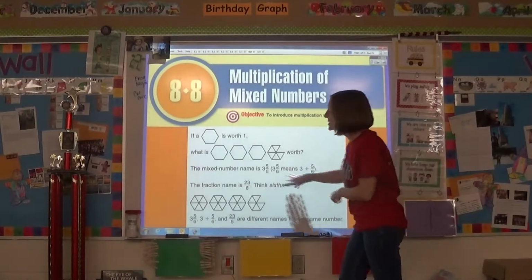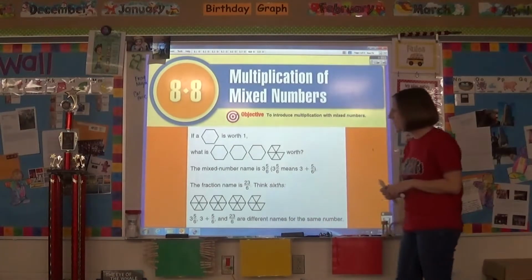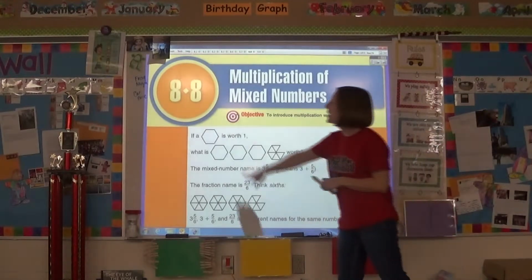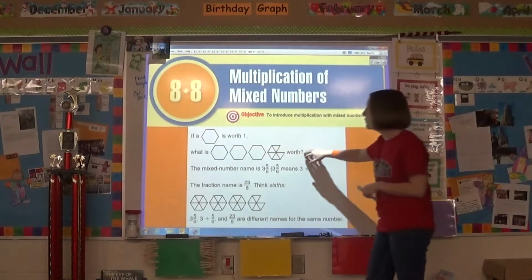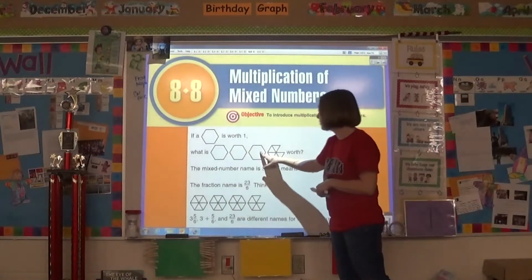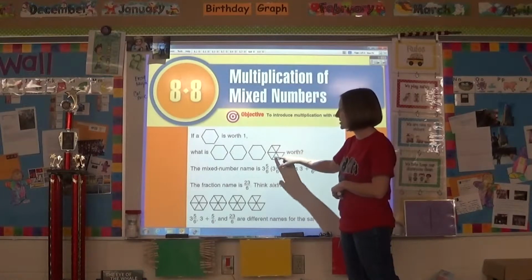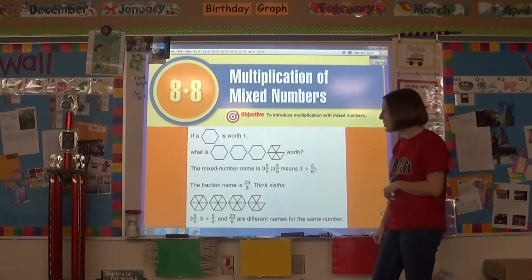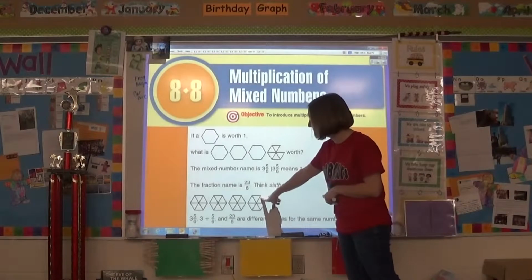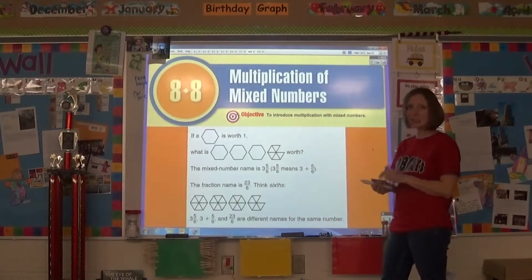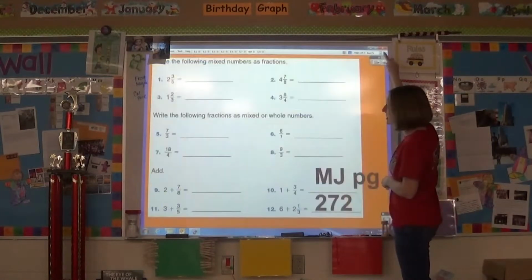We talked about our mixed numbers and our improper fractions a little bit, but if we have our shape here worth 1, this would be 1, 2, 3, and then we know each triangle is worth 6, so 3 and 5/6. Or we could count up all the little sixths that we have and we would have 23 sixths. So just kind of a reminder of how that works.